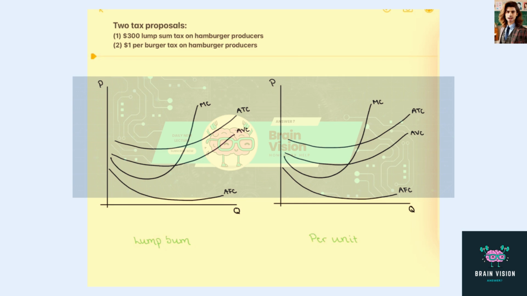In discussing the tax system, we like to know what the different effects are on the types of taxes that are levied. So we're looking at two different tax proposals here, both of which are levied on hamburger producers. However, the first one is a $300 lump sum tax, whereas the second one is a $1 per burger tax.